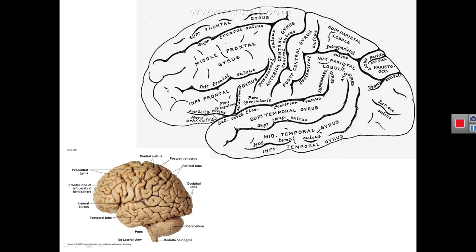What is the sulci that divides the inferior frontal gyri into three parts? If you look here, this is the stem of lateral sulcus between the temporal pole and the frontal pole. This is the stem of lateral sulcus. You can see that the stem of lateral sulcus gives three rami.